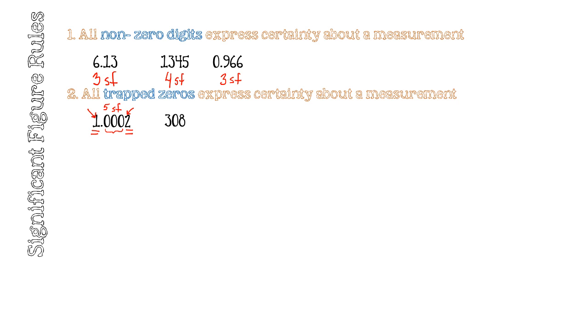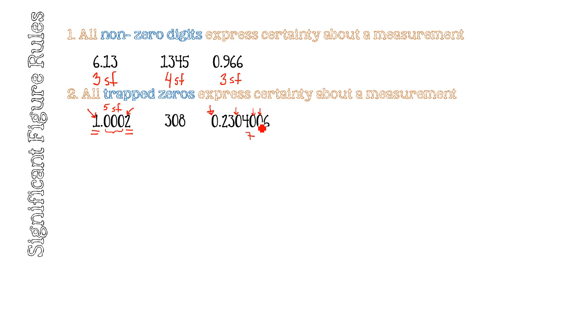308, same deal. If I'm certain about the 3 and I'm certain about the 8, I also must feel certain about that 0. So I've got 3 significant figures right there. And then this guy, the zeros are trapped all over the place, right? This is not a trapped 0. He's just my convention. He's just saying a decimal's coming. So I've got 1 trapped 0. I've got 2 trapped zeros. And so I've got 1, 2, 3, 4, 5, 6, 7 significant digits.